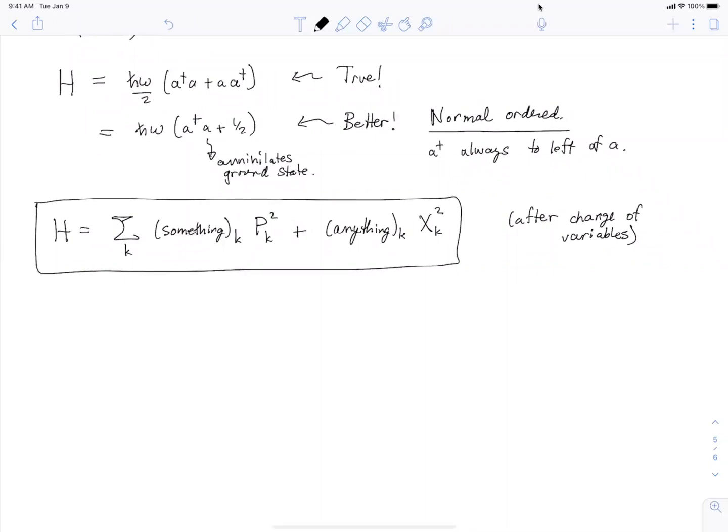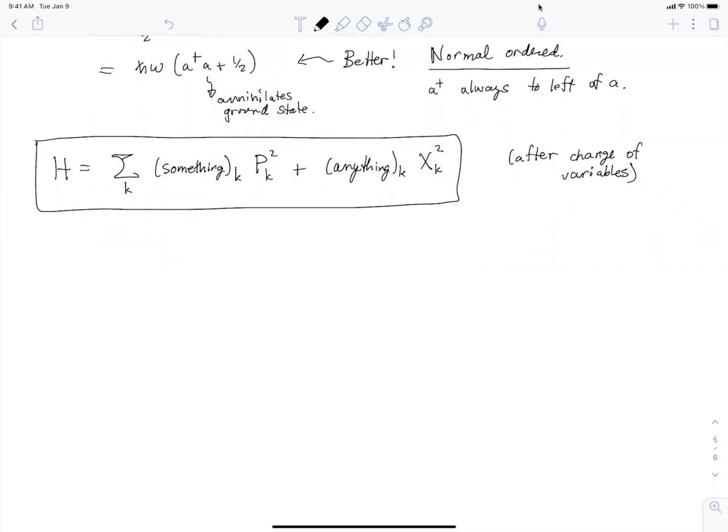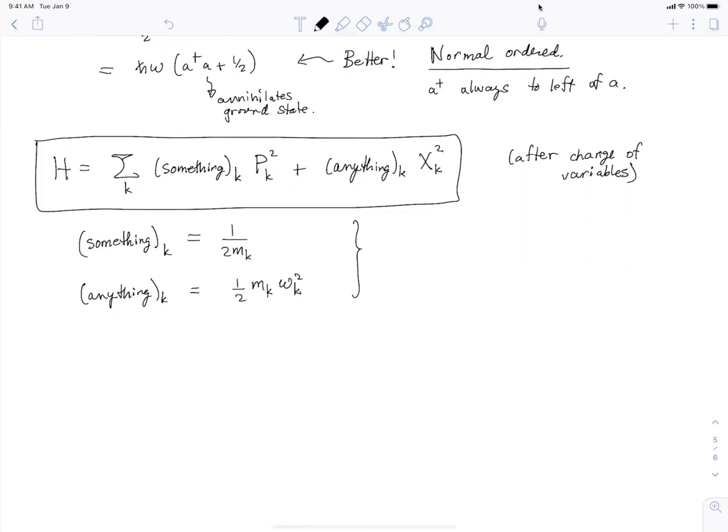is a sum of harmonic oscillators, and therefore you can immediately write down what the energy eigenvalues are and the creation and annihilation operators are and all that stuff. And the way you do that is just whatever something is for each k, you interpret that as 1 over twice the mass of the corresponding particle, and whatever anything was, you interpret that as 1/2 the same m_k times an angular frequency squared. Okay, and then by doing that, you get the effective masses and the effective angular frequencies. And that gives you your a_k daggers and your a_k's, and that gives you your energy eigenstates.